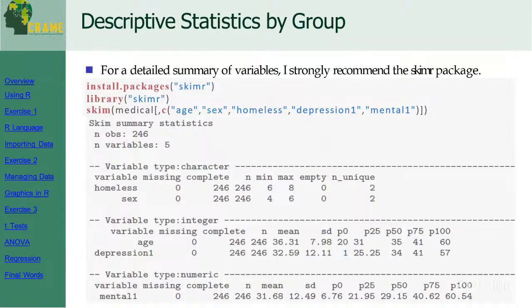Okay, so descriptive statistics by the group we can also create. For this we need another package, skimr. Use the library, then you can use the function skim on medical, right? And then the skim summaries are available. 5 variables, 246. Why only 5 variables? We don't have the 5 variables. Why is it 5 variables?